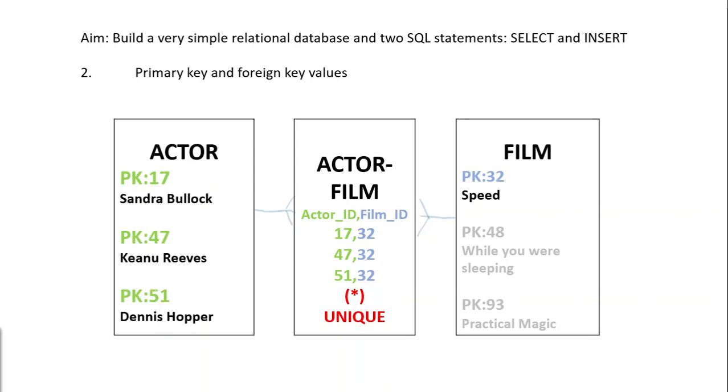Looking up these actor ID primary key values in the actor table, they link to the actors Sandra Bullock, Keanu Reeves, and Dennis Hopper. In summary, the film Speed, with the primary key value of 32, is linked to actor IDs 17, 47, and 51, which are the actors Sandra Bullock, Keanu Reeves, and Dennis Hopper. The films have been linked to the actors.